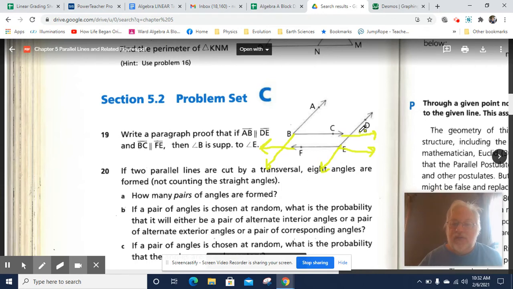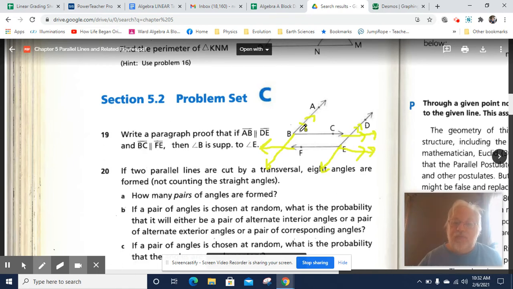Okay, so these two are parallel to each other. These two are parallel to each other. And you have these pairs of parallel lines acting as transversals for each other. So there are some angles that we can immediately identify as being supplementary to each other.